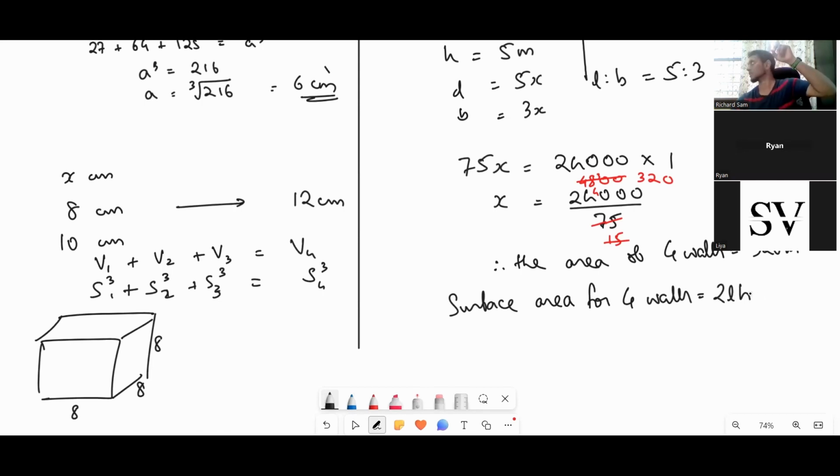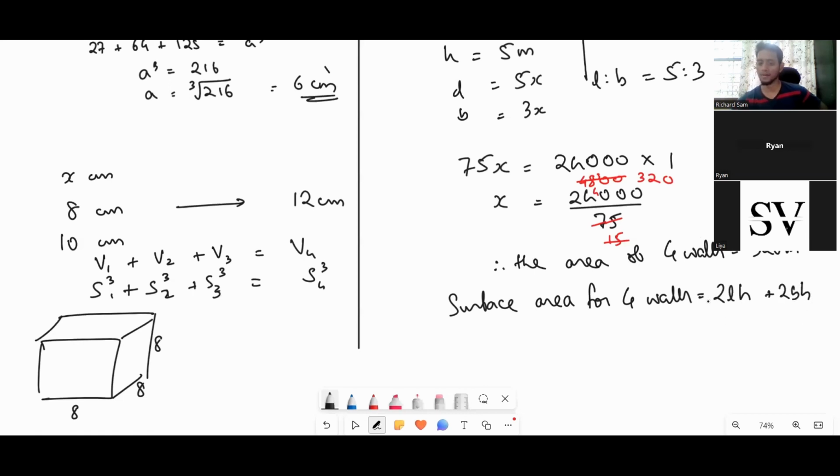What is this? This is length into breadth. But we don't want that. We want these two and here. Now, what is the area of this wall? Breadth into height. And there are two of them. So, plus 2BH. You understand?